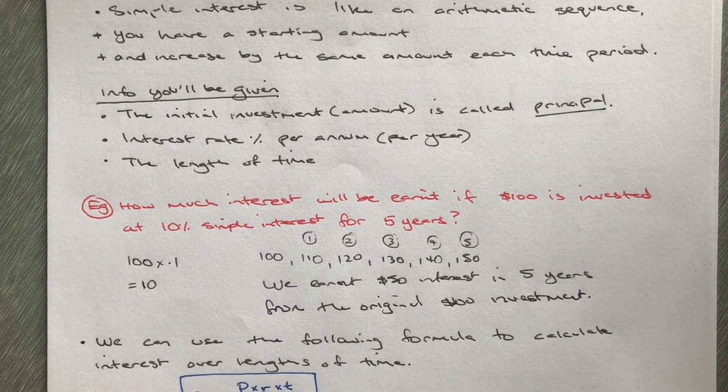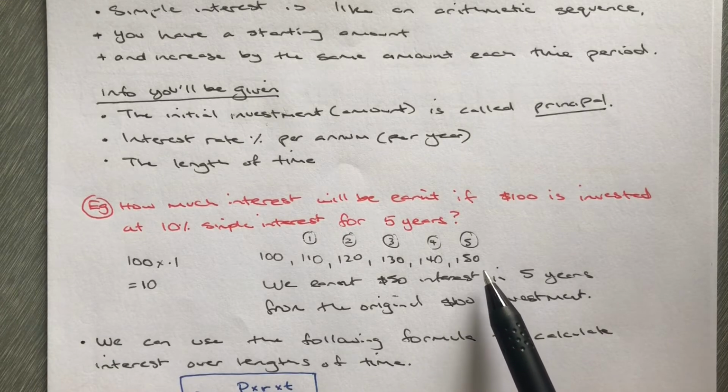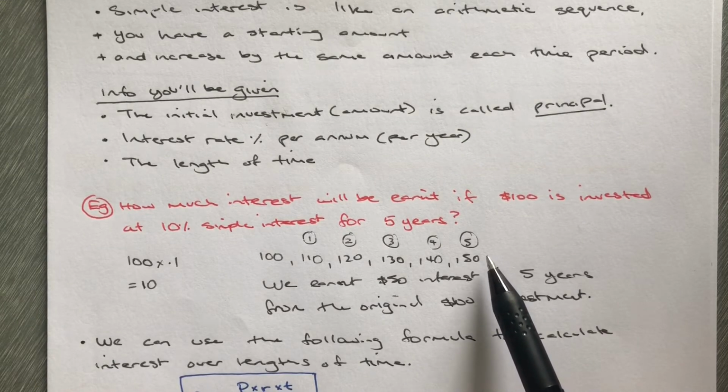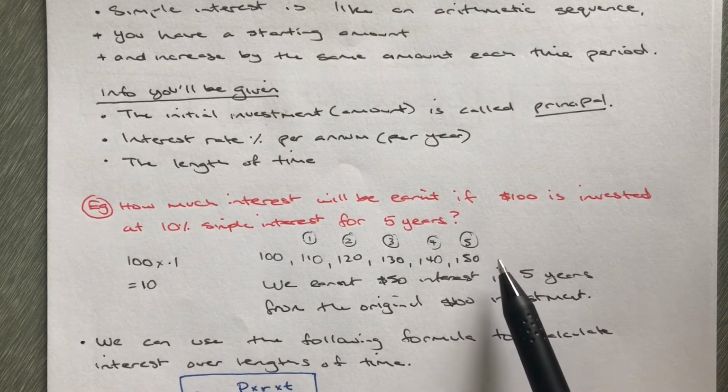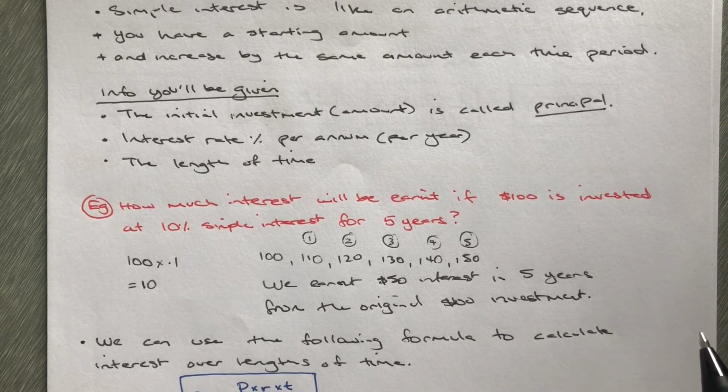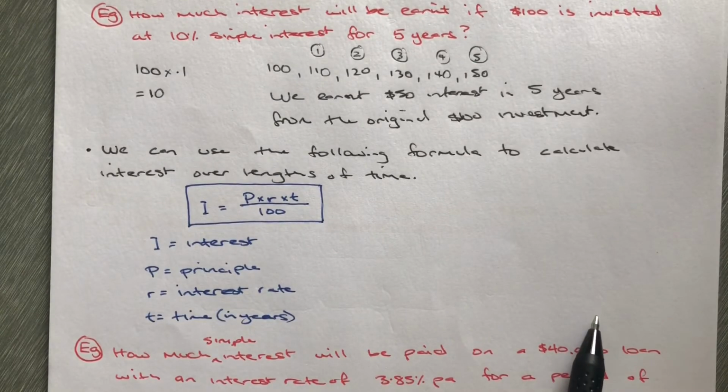Okay, so we'll finish that one. Now let's look at this dot point here. We can use the following formula to calculate interest over lengths of time. With this example, I didn't use the formula. I've just done it another way off the top of my head. And you can do this, except if we're asked for how much interest over 100 years, that's a lot more things we have to write out. That's going to take forever. That's why it comes in handy to use this formula here.